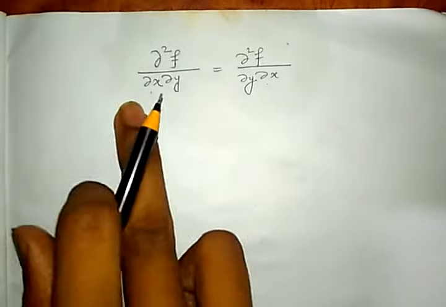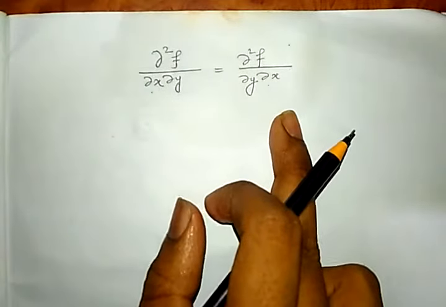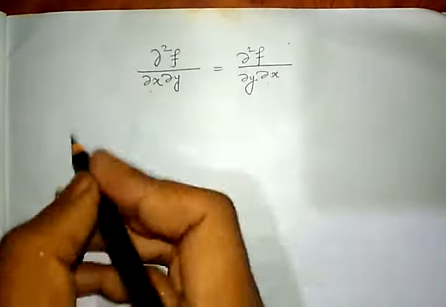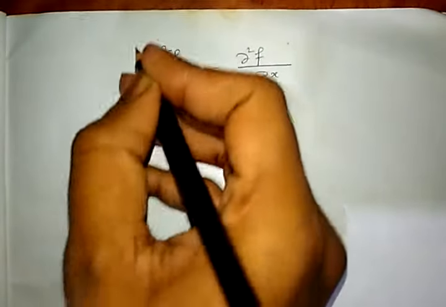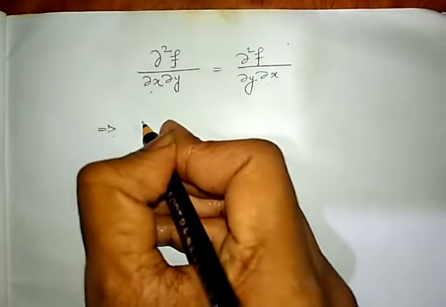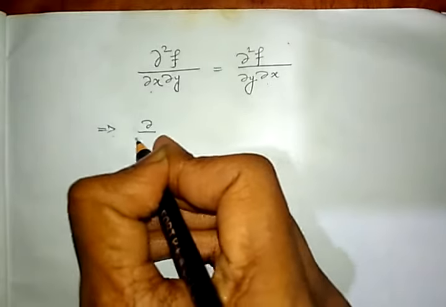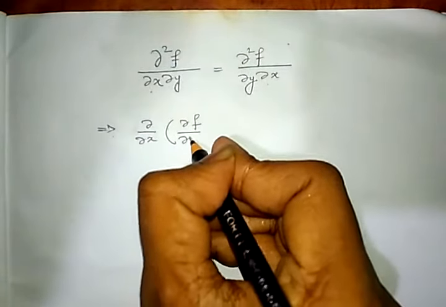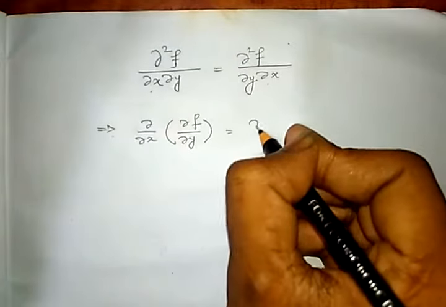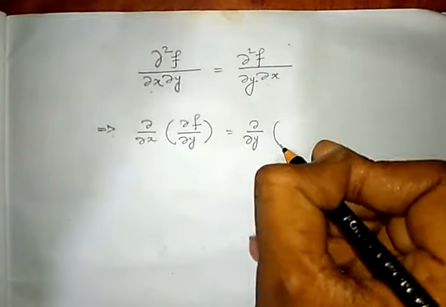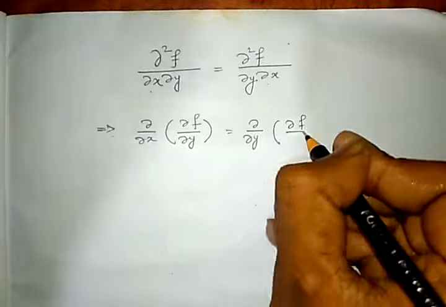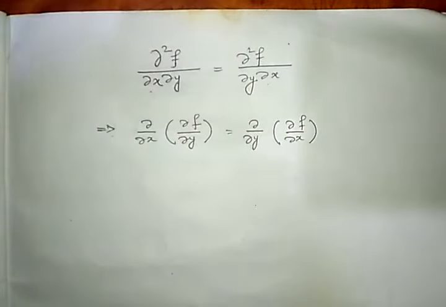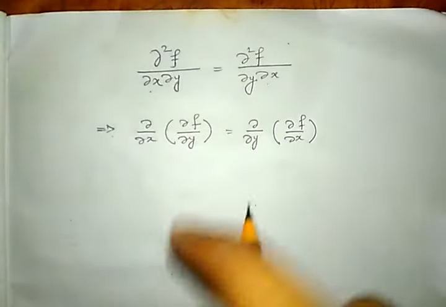Today we are going to prove this identity, and let me write it in a simpler form. It can be written as ∂/∂x of ∂f/∂y is equal to ∂/∂y of ∂f/∂x. Now the difference is obvious in both terms.